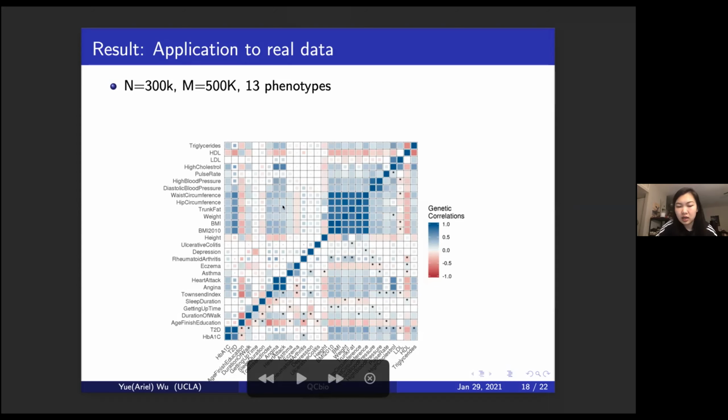And then in the top left triangle, we plot the estimates of LD score, which is the most popular method right now. And then the bottom right triangle is the estimates of our method. So we see in general, these two methods reach similar point estimates, but we mark some pairs with stars. These are the ones where our method found it's significantly correlated, where the other method didn't because of the standard error.